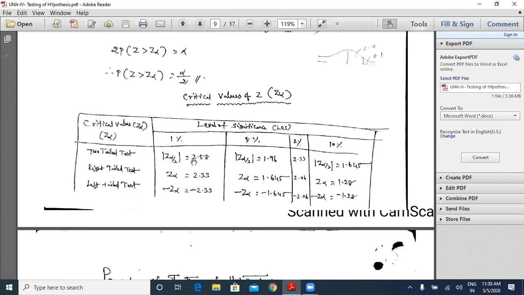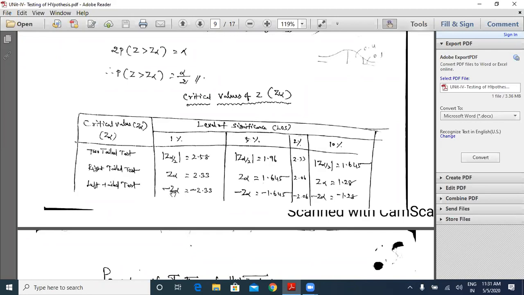So here the values are given. In case of two-tailed, at 1%, Z alpha by 2 is 2.58, at 5% it is 1.96, at 2% it is 2.33. You have to remember this table. At 10%, Z alpha by 2 is 1.645. Generally we use 2%, 5%, 1%. Similarly, for right tailed, at 1% Z alpha is 2.33, at 5% Z alpha is 1.645, at 2% it is 2.06, and at 10% it is 1.28.